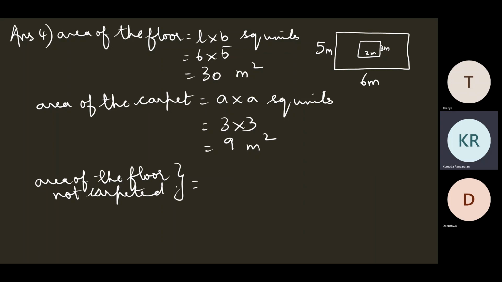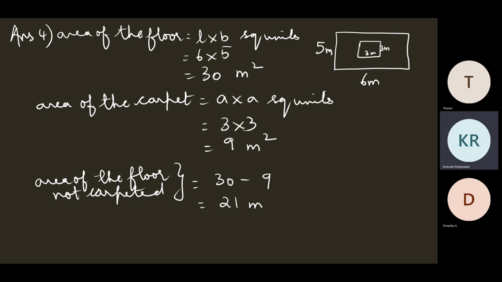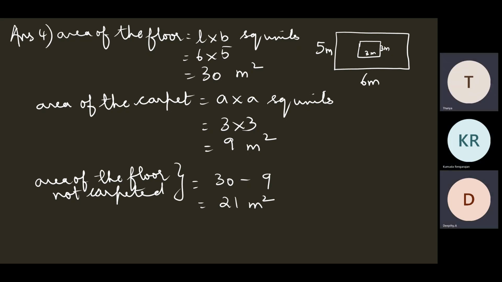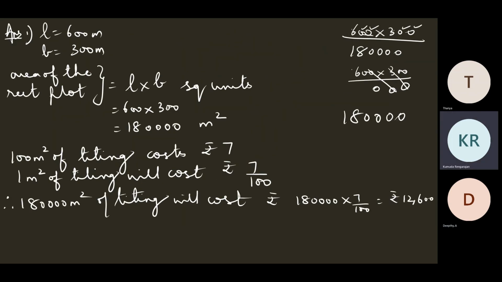Yes, children, I'm back. So area of the floor not carpeted is equal to 30 minus 9, which equals 21. Yeah, correct. Understand, children? Yes, ma'am. Okay. Next one.